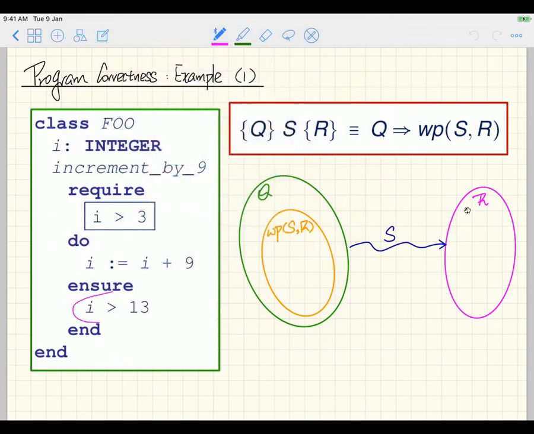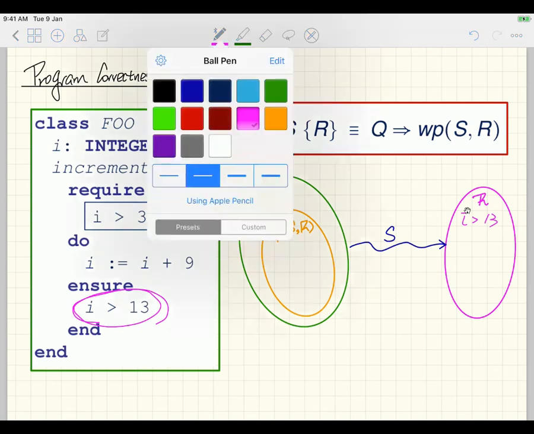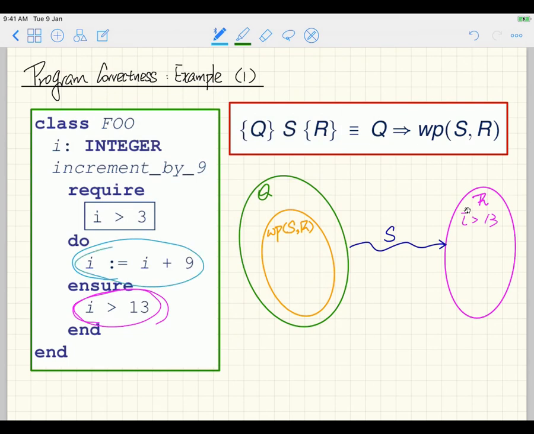So this is the postcondition we have. I'm going to put I larger than 13. That's a postcondition, right? And then the blue one is going to be the implementation. So the implementation will be I is assigned to I plus 9. Okay? For now, simply assume you're given the weakest precondition.